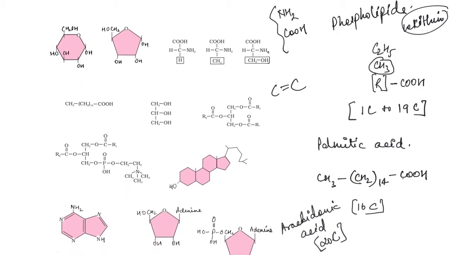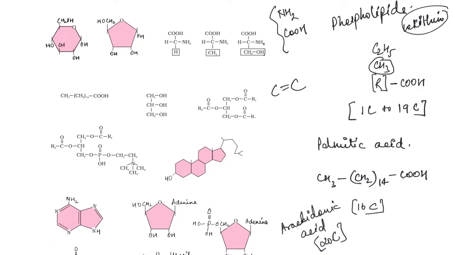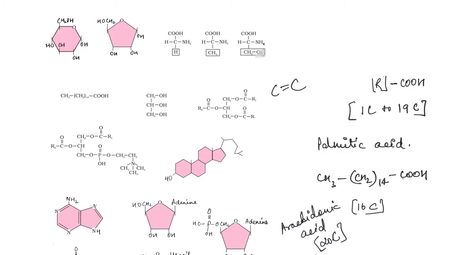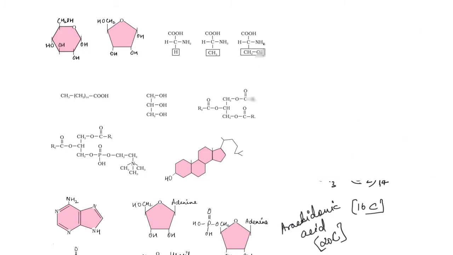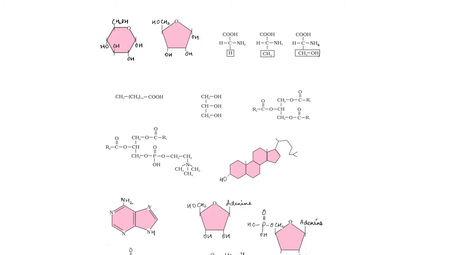Now let's see the different types of structures, guys. I'll show you all these structures so that you can picture them well. Can you see some of the structures here? The first two that you see are sugars, or carbohydrates. These two are carbohydrates. This is glucose and this is ribose.